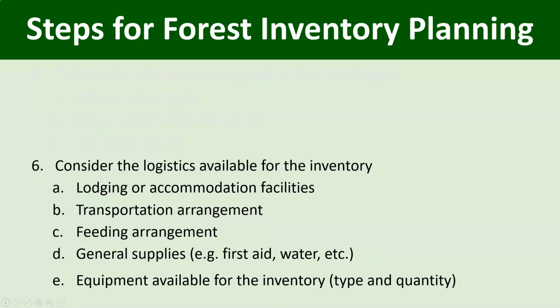And then, of course, you also consider the logistics available for the inventory exercise in terms of lodging or accommodation facilities, transportation arrangements, feeding arrangements, general supplies of, say, first aid, water, and so on, including a generator for electricity supply. Then equipment available for inventory, that's the type and quantity. For example, how many tapes do you have? How many diameter tapes? How many linear tapes?